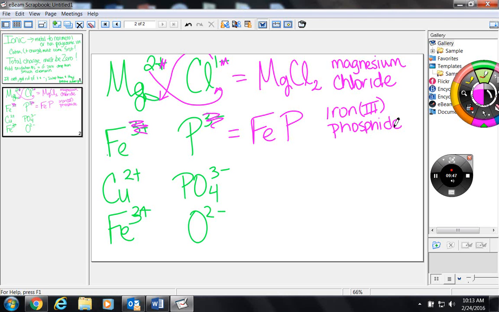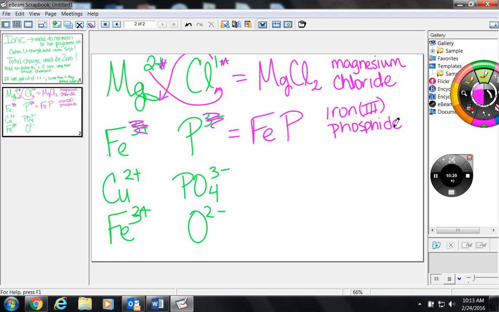What about here? I have copper, and I have this. What is this? It's not a compound, it's an ion. It's a polyatomic ion, phosphate. PO4 is phosphate. That's not on my periodic table, it's on my ion sheet, so I don't change its name. I write down whatever the sheet of paper tells me. I still do my swapping.